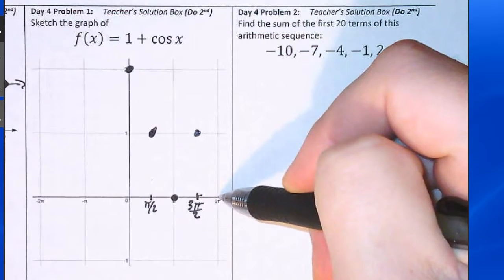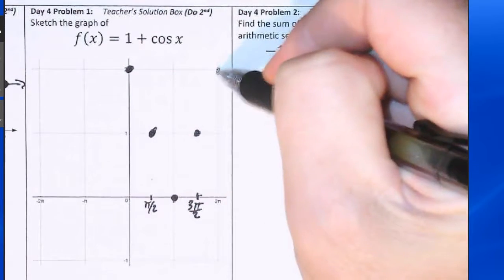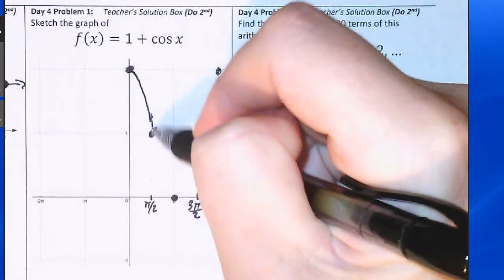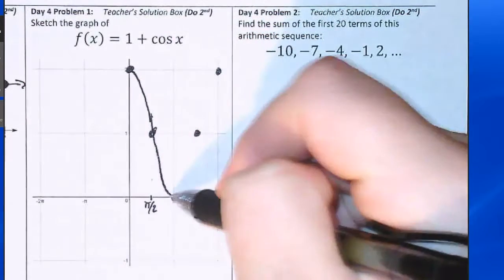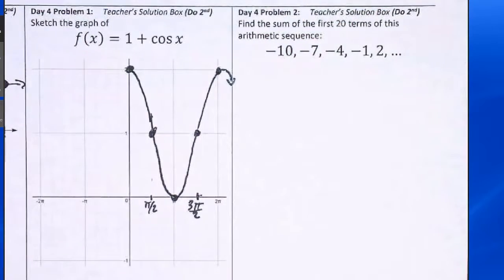And finally, 2 pi, when we look that up and evaluate, we're back up to that spot there. And so we have this period of an infinitely long wave function. And it's going to start to swing down there.